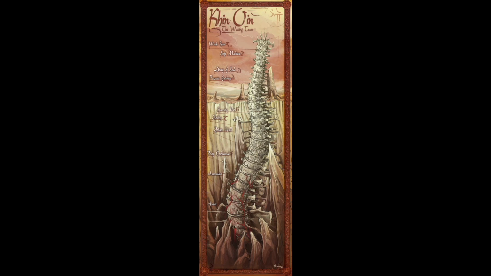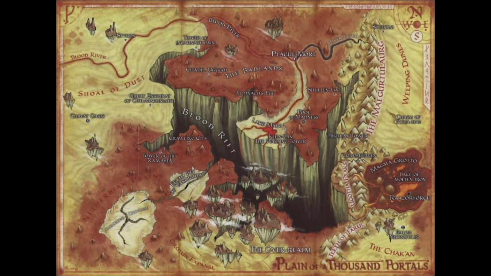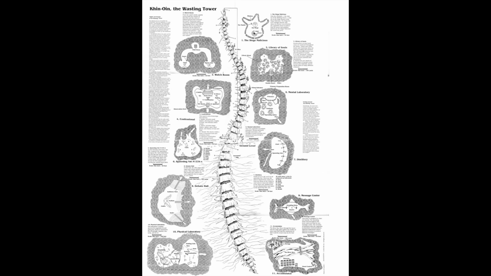And what really calls to attention that the Blood Rift, as imagined here, is not worthy of being considered a separate layer, is that the Tower of Kin Oin stretches all the way out of the Blood Rift and dominates the sky of the plane of infinite, or shall I say, 1,000 portals. But it's this impossibly tall tower, which appears to be the spine of some long-dead titanic entity, that Phraxus rules from.